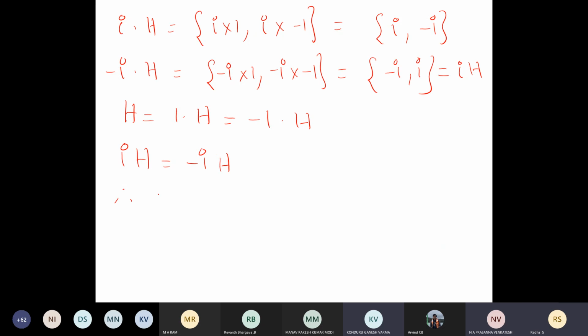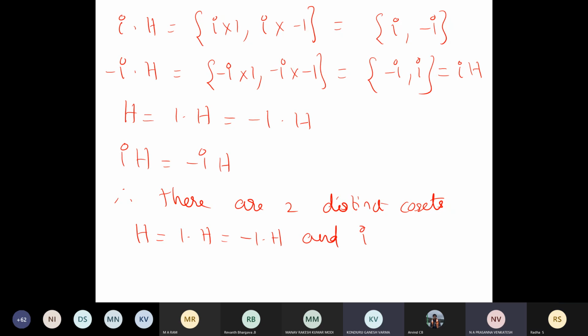So therefore, there are 2 distinct cosets, that is H equal to 1 into H equal to minus 1 into H, and I into H equal to minus I into H. They're very important here. Every time I should mention left cosets.